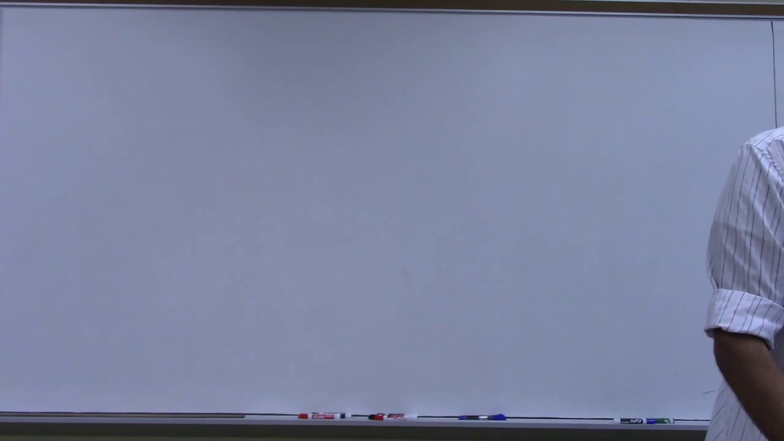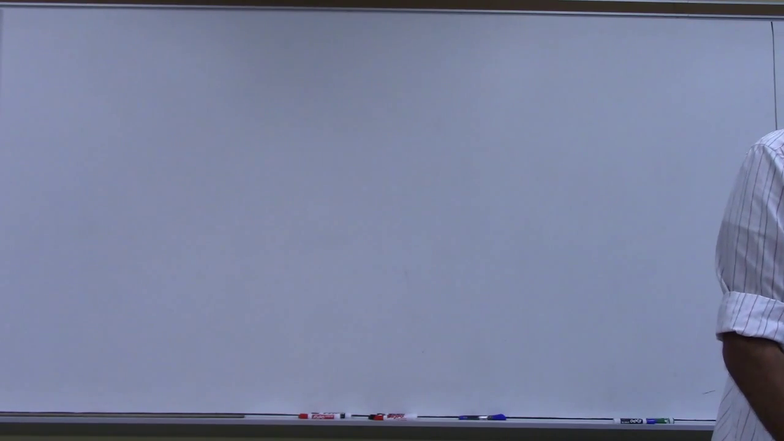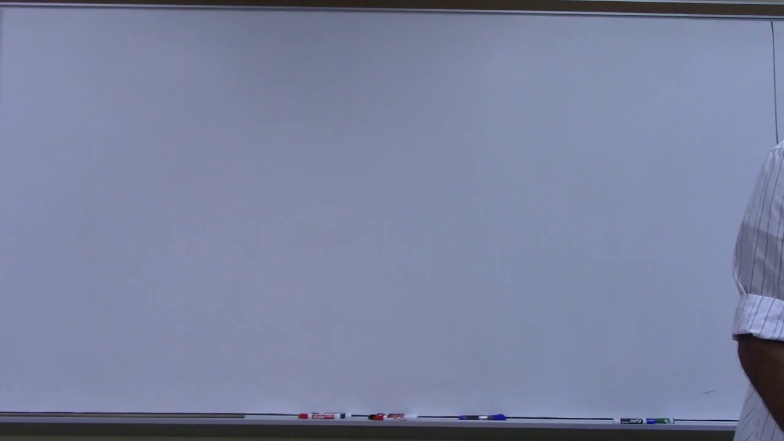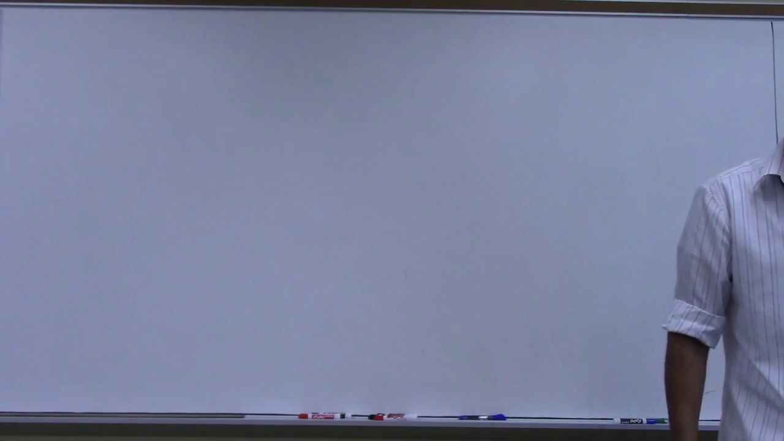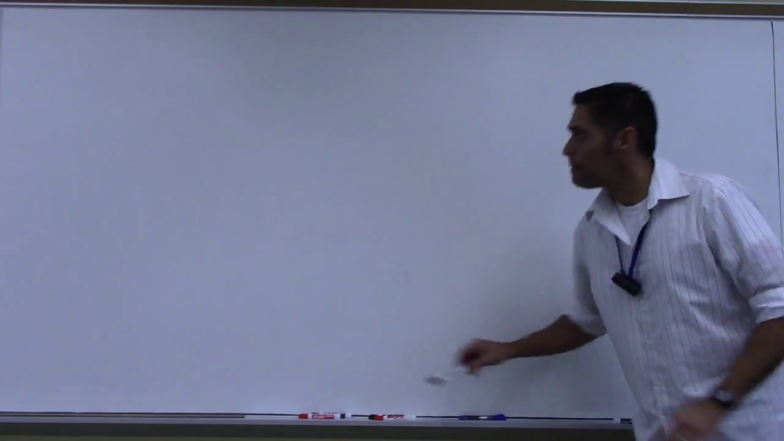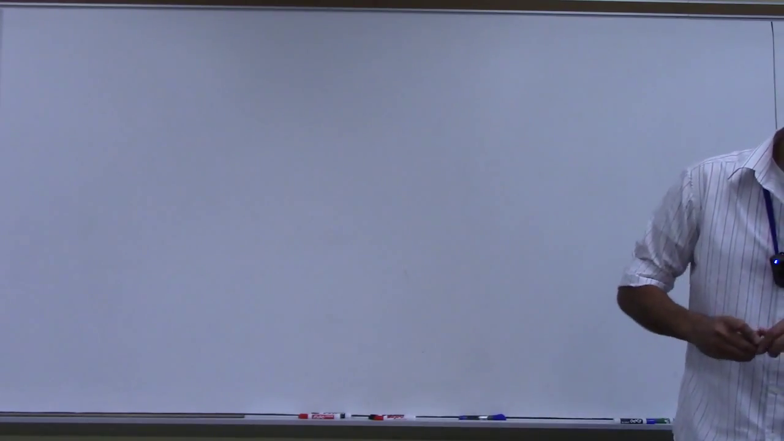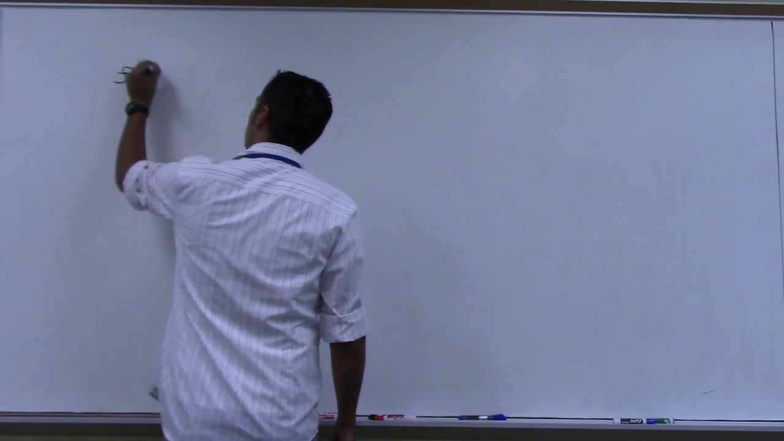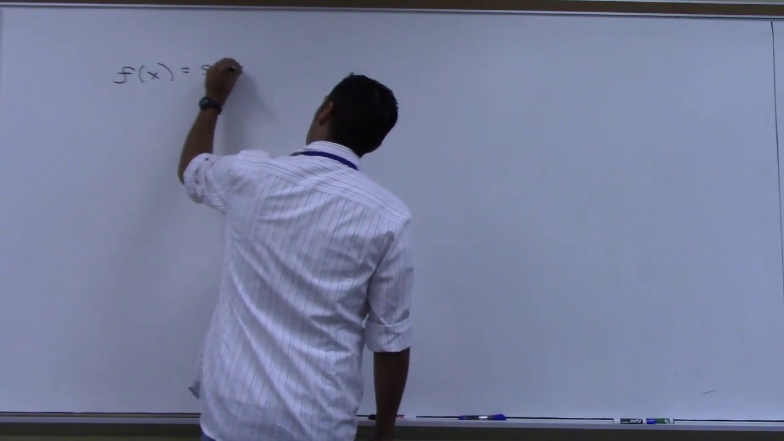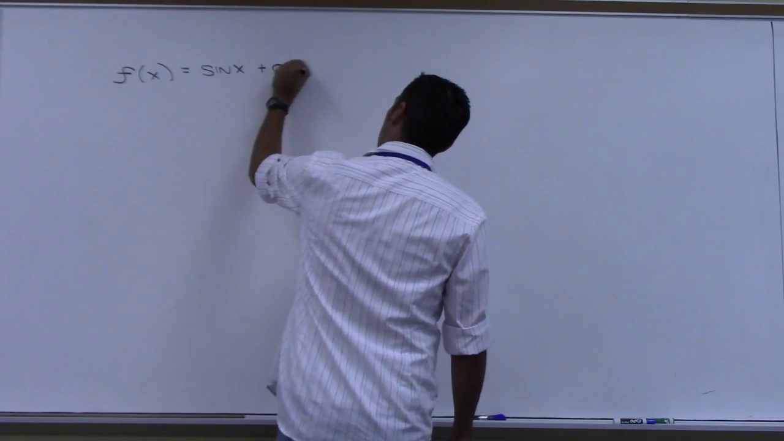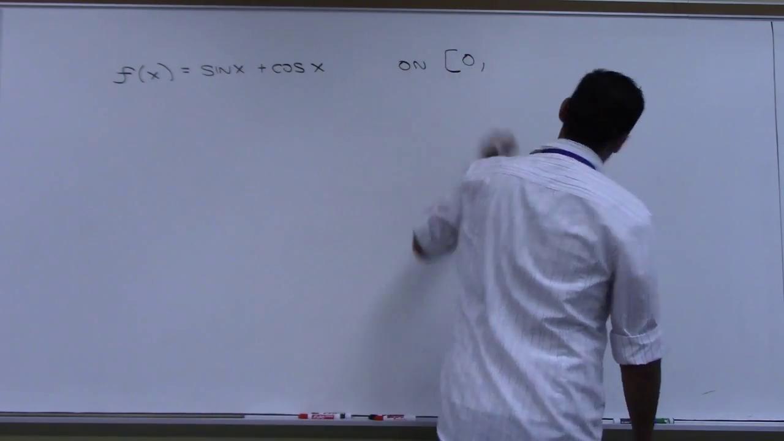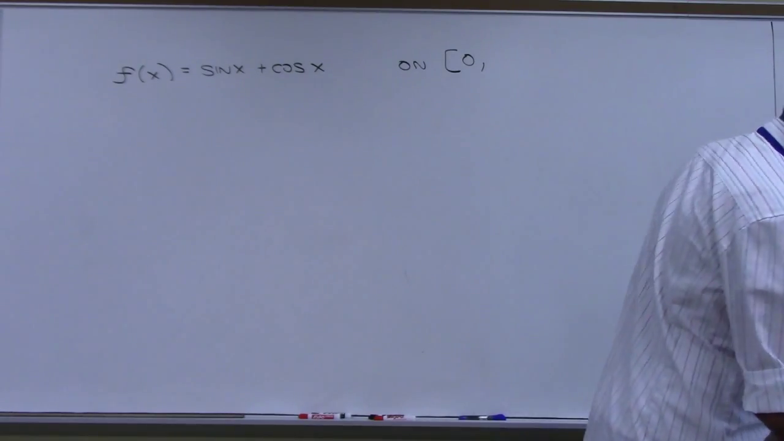This is the trig. Sine x, cosine x. All right. Maybe super easy, but let's go through it, because I didn't do any trig ones. We've got the function f of x equals sine x plus cosine x, and they give you an interval 0 to 2 pi.